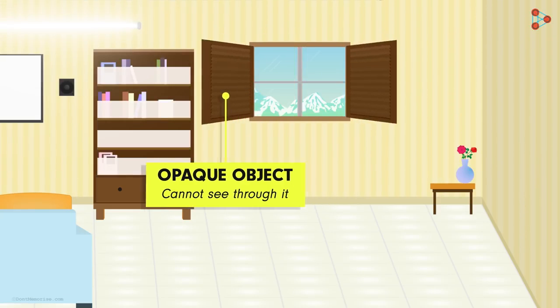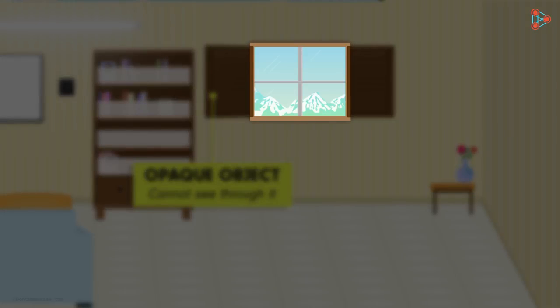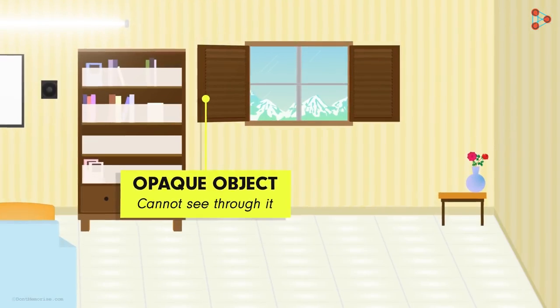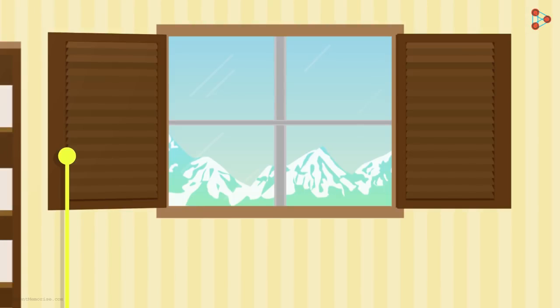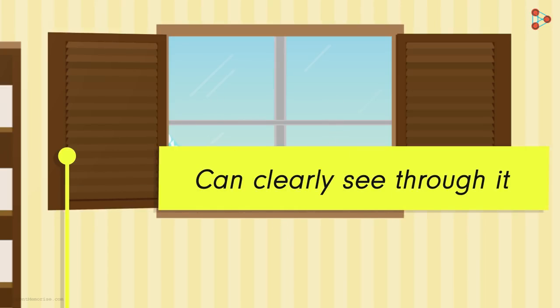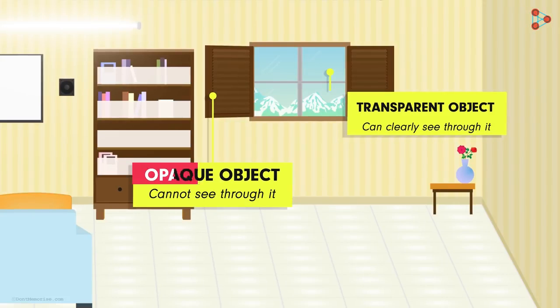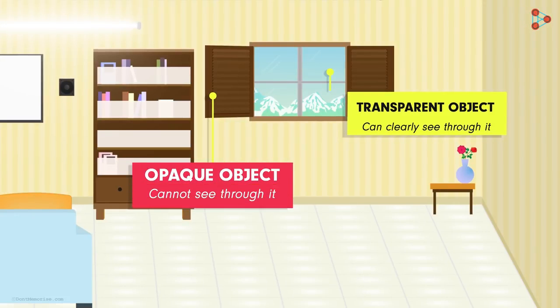Now let's open the wooden shutters. Can you see something new? Yes, we see the surroundings through the glass. And I'm sure you know why. What has happened now is that we have a clear glass which allows light to pass through it, allowing us to see through it clearly. Such objects are called transparent objects. Earlier, the wooden shutter was opaque and the opaque objects do not allow light to pass through them.